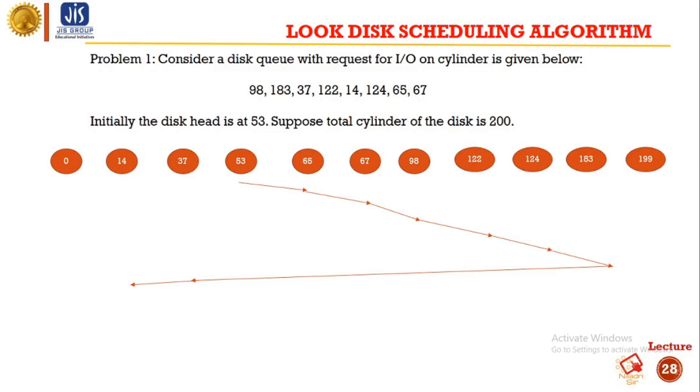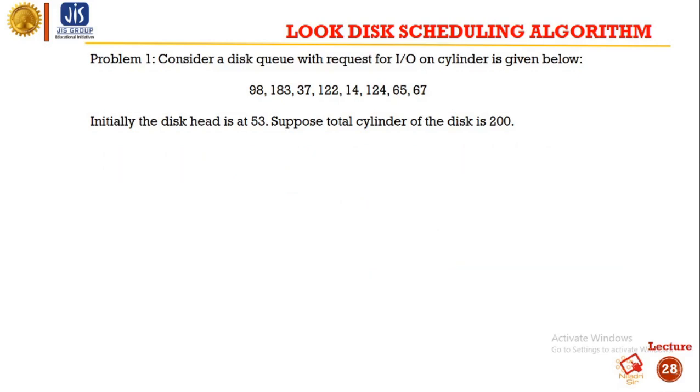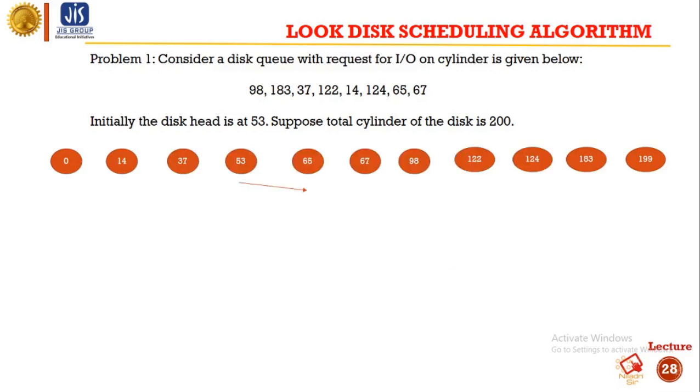Now let's find the total head movement. These are the head movements: 53 to 65, 65 to 67, 67 to 98, 98 to 122, 122 to 124, 124 to 183, and from 183 to 37, and then 37 to 14.